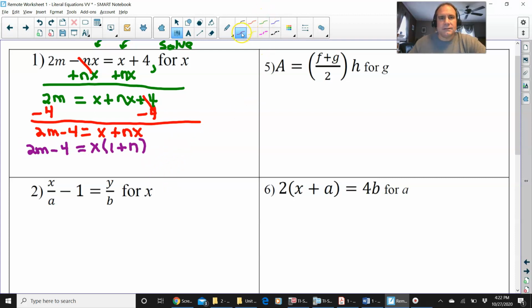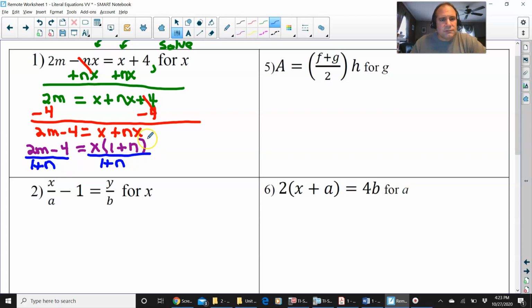So here we go. I have to solve for x. So what do I do to get everything else to cancel except for the x? This is x times 1 plus n. What do I have to do on both sides to get the x alone? If you said divide by 1 plus n, that is correct. 1 plus n.